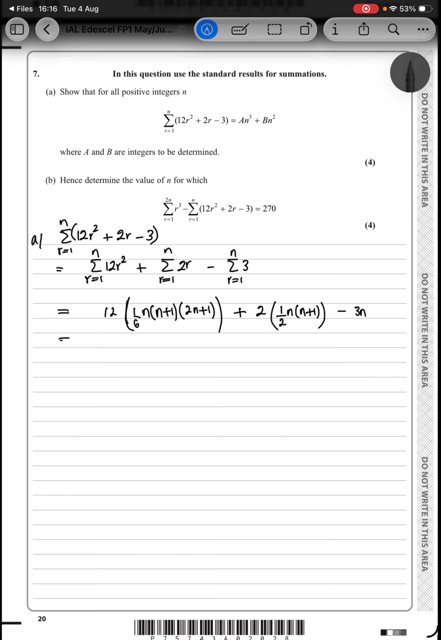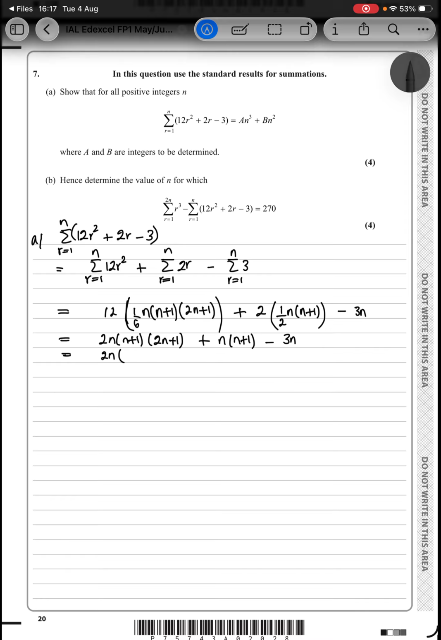And now we can simplify. 12 divided by 6 will be 2. Then we have 2n times n plus 1 times 2n plus 1 plus, the 2's cancel off in the second term. 2 divided by 2, 1, so n times n plus 1 minus 3n. I'll keep this 2n as it is and expand the brackets of the n plus 1 and 2n plus 1.